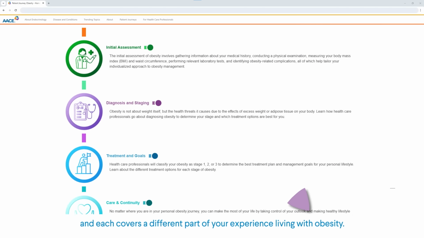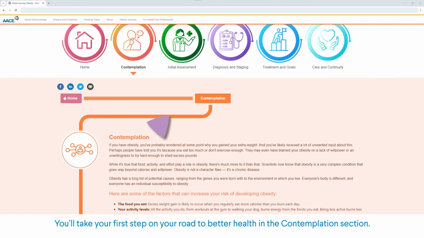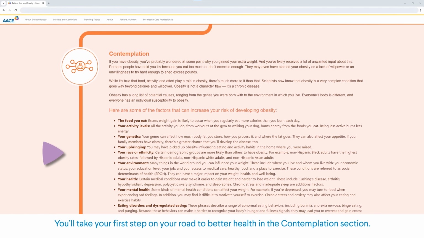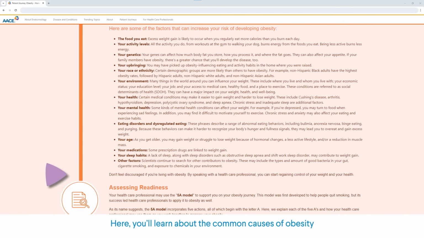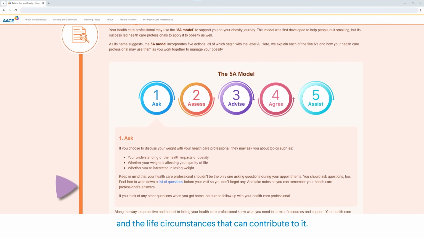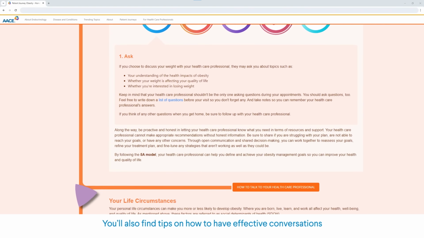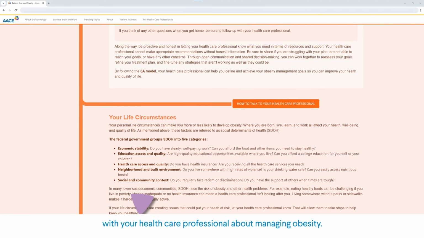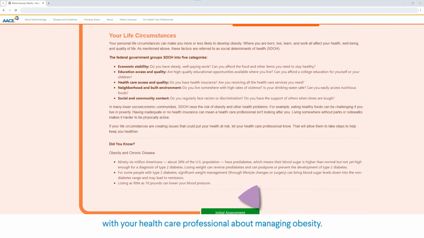living with obesity. You'll take your first step on your road to better health in the Contemplation section. Here, you'll learn about the common causes of obesity and the life circumstances that can contribute to it. You'll also find tips on how to have effective conversations with your healthcare professional about managing obesity.